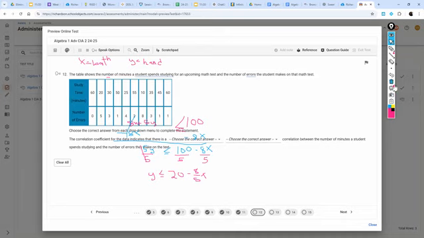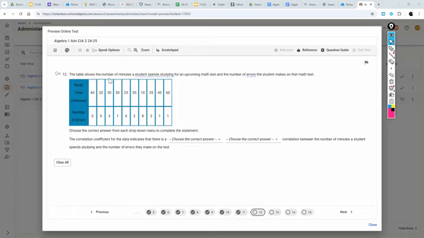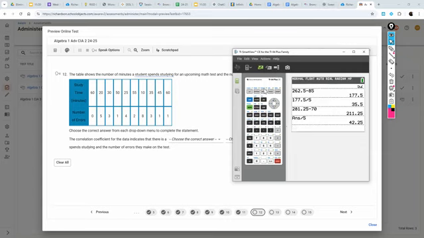Okay, 12. The table below shows the number of minutes a student spends studying for an upcoming math test and the number of errors the student makes on that math test. Choose the correct answer for each drop-down menu to complete the statement. So this is a linear regression question. I'm going to grab my calculator and clear it out.